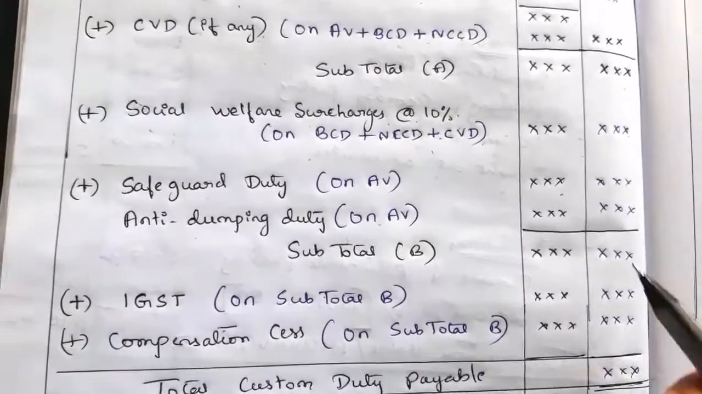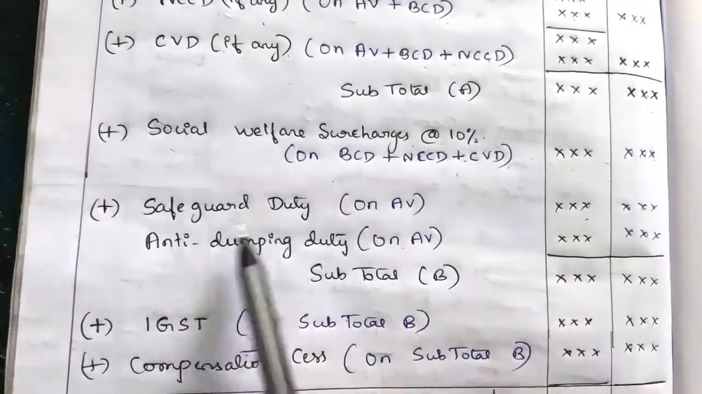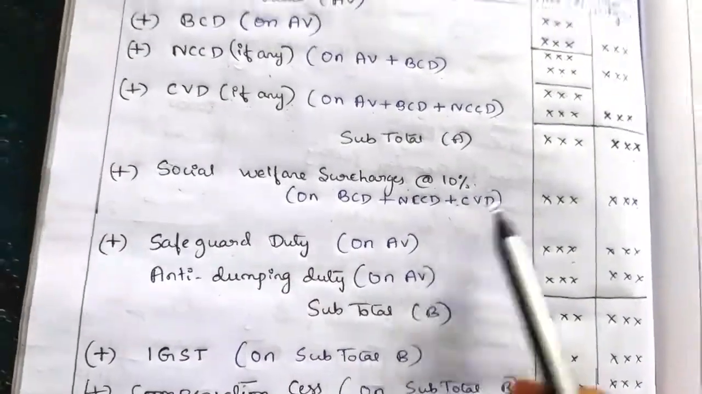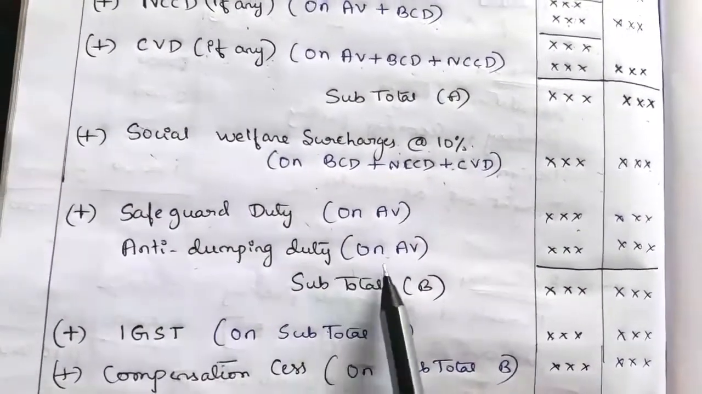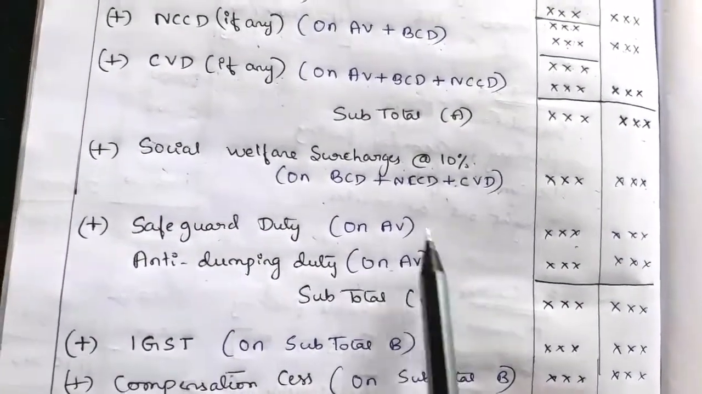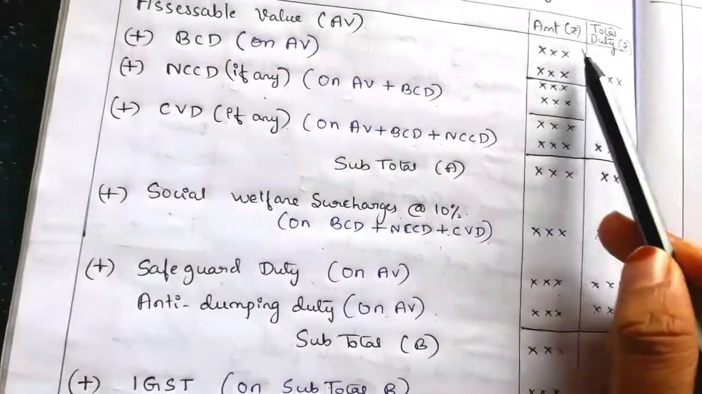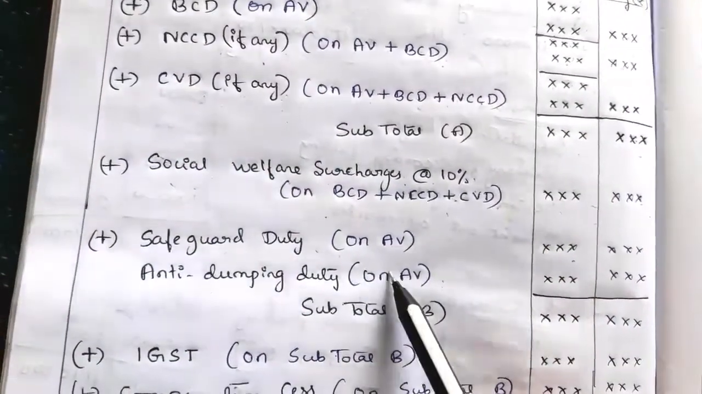Next duty levied is safeguard duty. It is levied on the assessable value. Safeguard duty and anti-dumping duty, both duties will be levied directly on the assessable value.